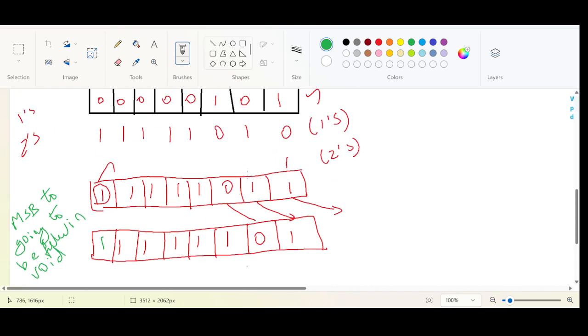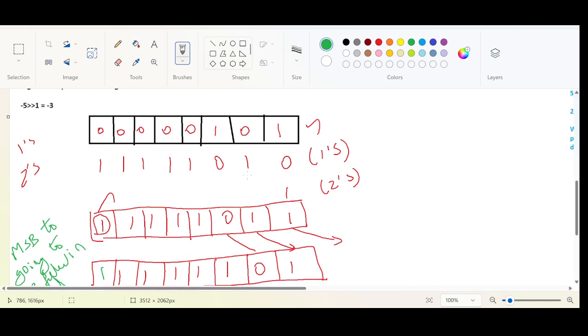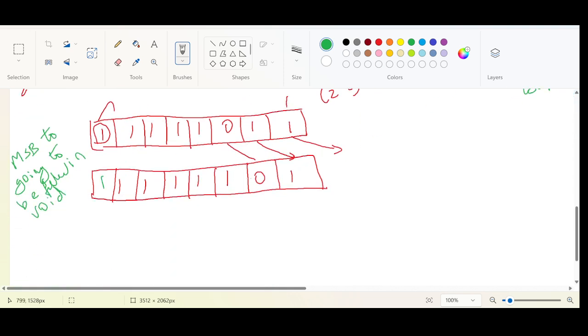Very simple, guys. For a negative number, first do the 2's complement. After doing the 2's complement, our duty is to do the actual right shifting. First do the 2's complement, then do the shifting, then undo the 2's complement. How do you undo the 2's complement? Very simple. First minus 1, then flip the numbers.